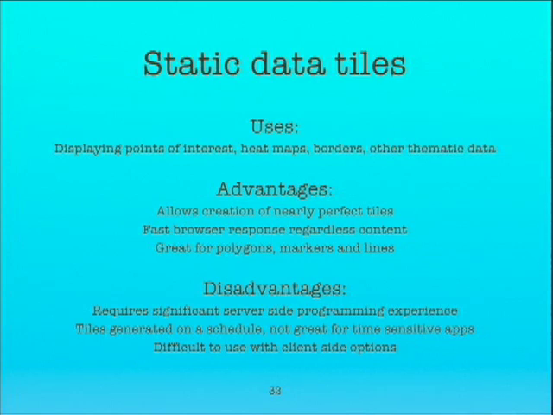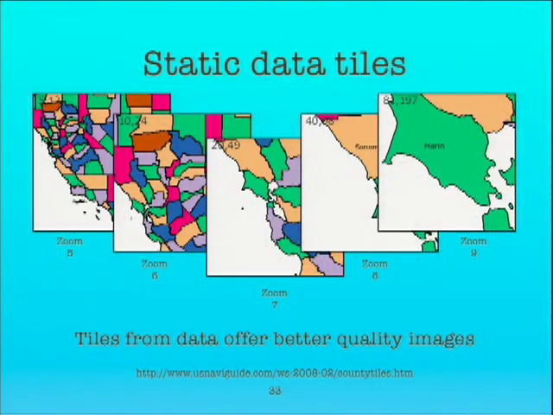Plus, the real advantage is you can create perfect tiles because you're creating them for the zoom at the time of creation. You're deciding what's being put on there. You're deciding I want a 1 pixel or a 2 pixel boundary. I'm deciding that I'm going to put a label where I can fit it, et cetera, things like that. Here's an example of tiles in the same county system, and you notice how much prettier they are.